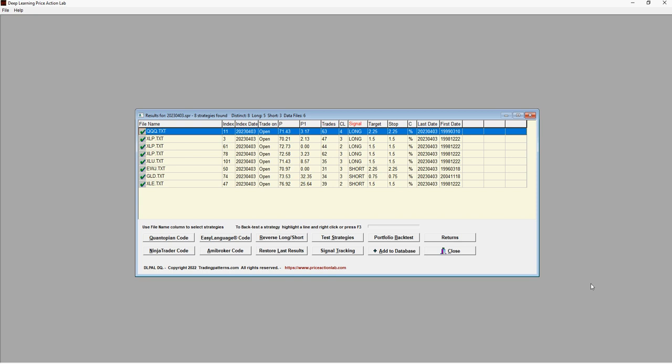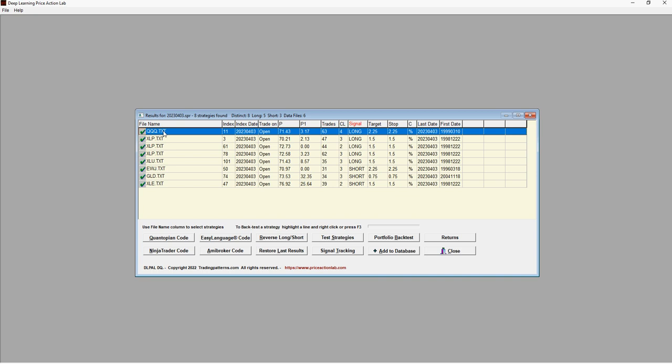This is the second video in a three-part series about using DLPAL DQ software to identify price action anomalies and outliers in price action. If you haven't watched the first video, please do that before watching this video. After we created a scan workspace, the program generated the results here. It generated 8 potential price action anomalies, 5 long and 3 short.